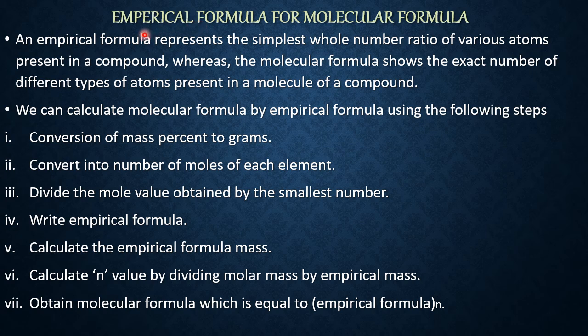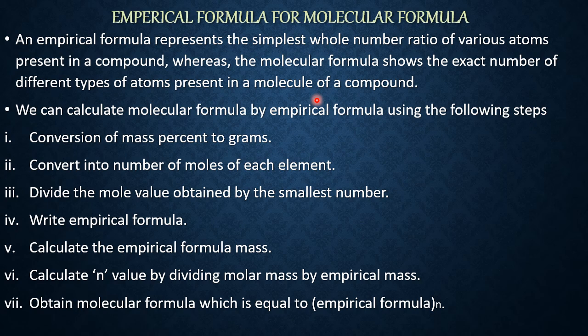Empirical formula represents the simplest whole number ratio of various atoms present in a compound, whereas the molecular formula shows the exact number of different types of atoms present in a molecule of a compound. Okay. Now examples will make clear.